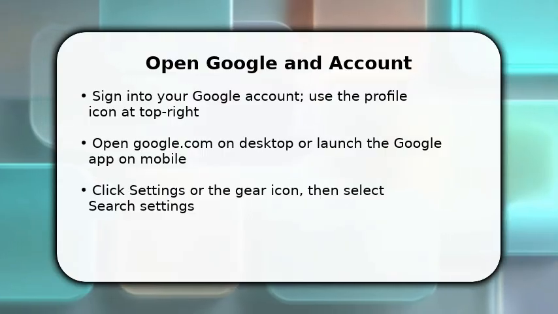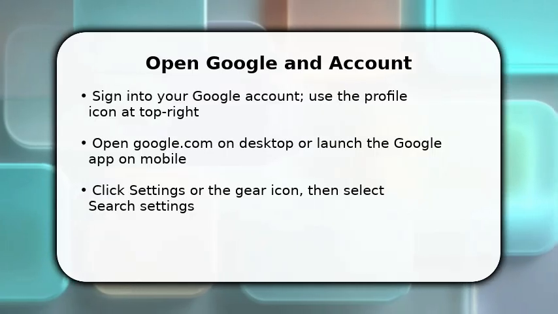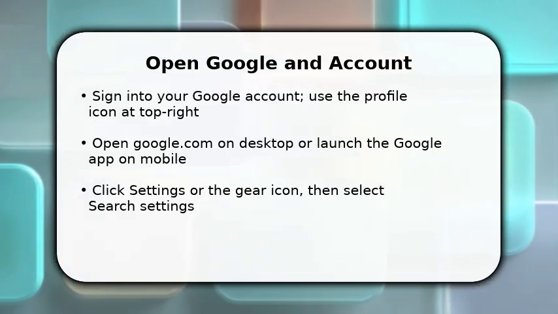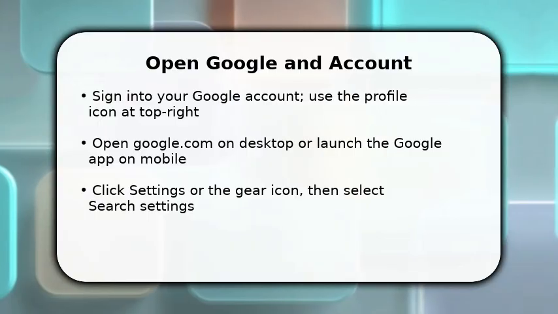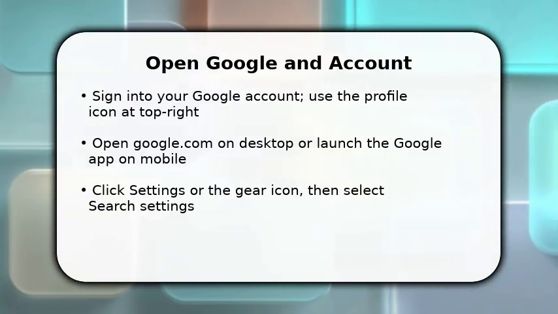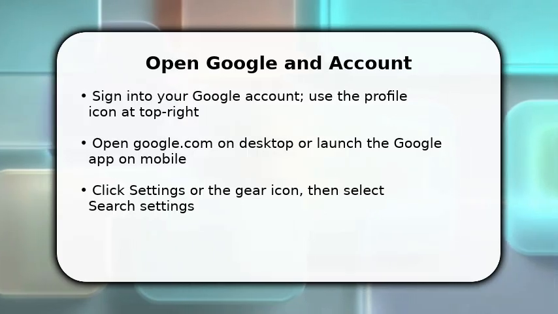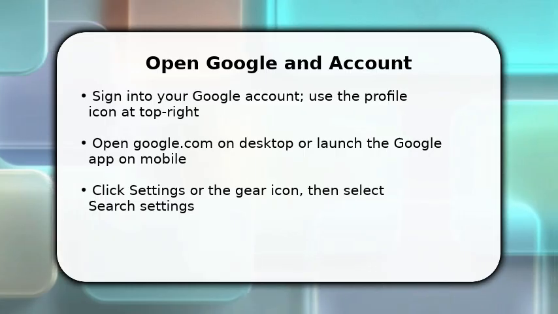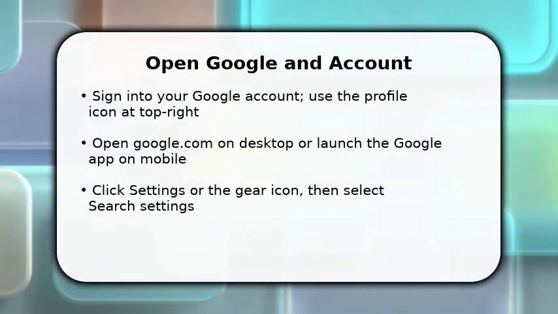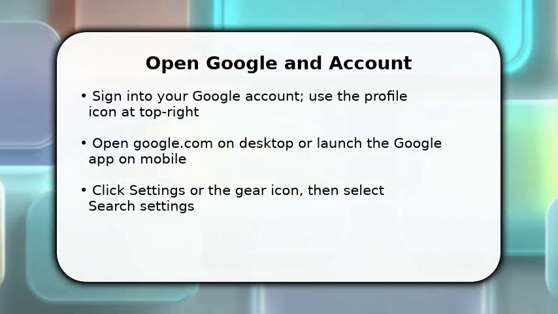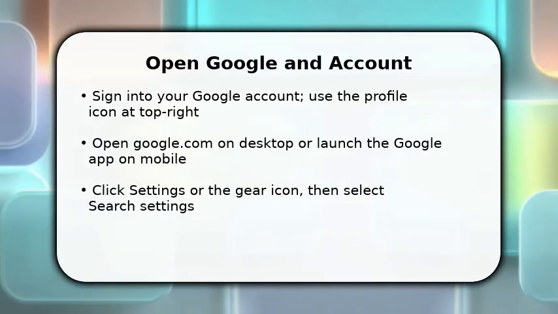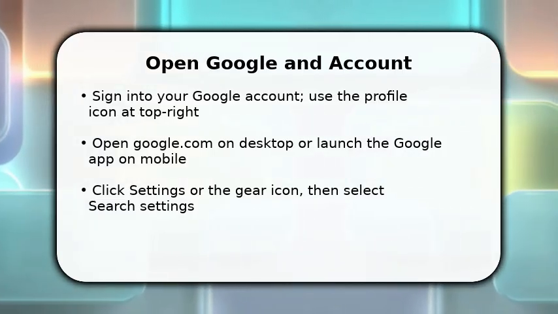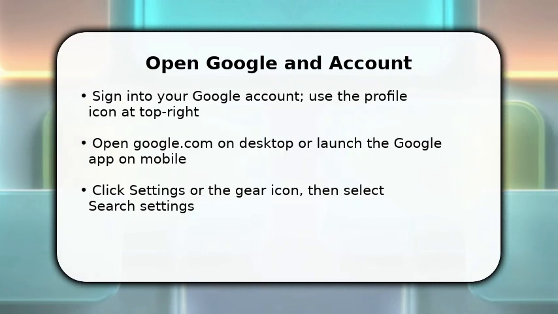You start by signing into your Google account so settings stick to you. Once signed in, open Google Chrome on desktop or the Google app on mobile and tap the profile icon. Make sure to select settings or the gear icon immediately. This takes you to search settings. You're doing this now to change safe search, region, and results per page. These first steps ensure changes are saved to your account versus only the device, which matters if you use multiple devices.